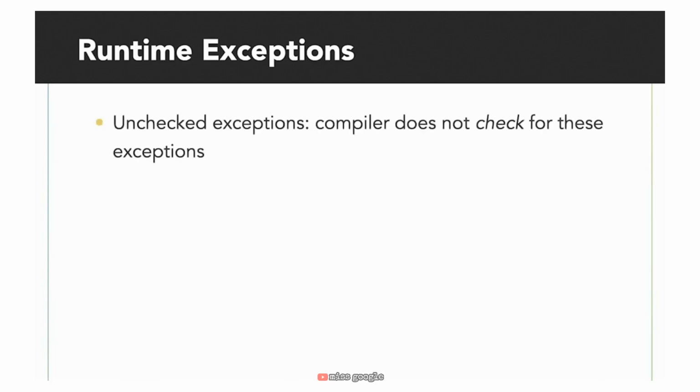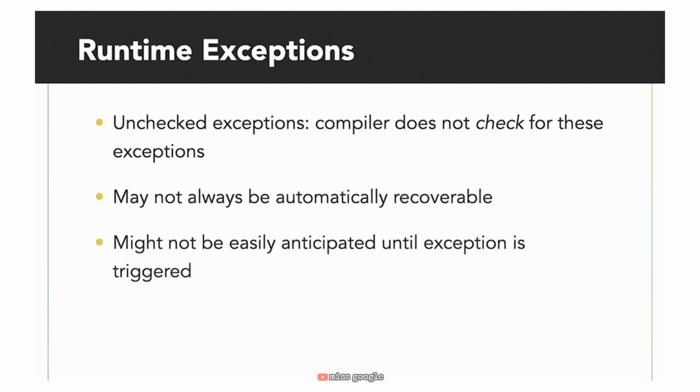In this video, we revisit what runtime exceptions are. Runtime exceptions are unchecked exceptions. This means our JVM, or the Java Virtual Machine, does not check for these exceptions at compile time when code is compiled. Apps will likely not be able to automatically recover from an unchecked exception, as they are not always anticipated when writing the code.